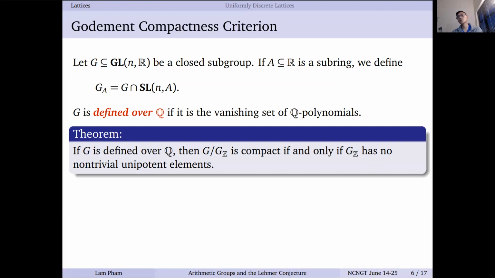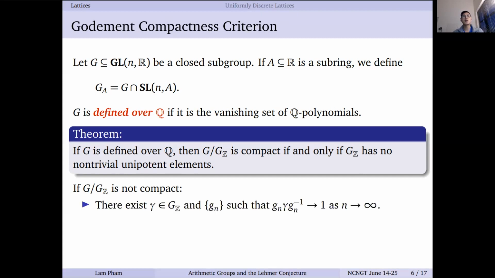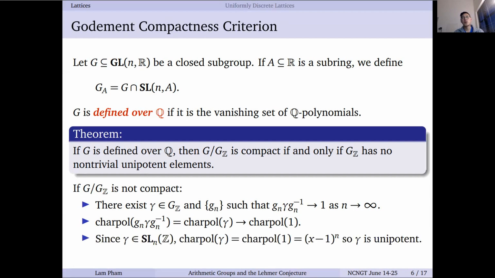Now, this suggests that the quotient G mod G_Z is going to be our prototype for the homogeneous space G mod gamma, where gamma is a lattice. Just to illustrate this, if G mod G_Z were not compact, what can we do? Then in a non-compact quotient, there would exist an element in G_Z and a sequence of elements such that conjugation would converge to the identity. But looking at the characteristic polynomials, we would also have that they converge to the characteristic polynomial of the identity. Since the characteristic polynomial is invariant under conjugation, and gamma is in this case in SL_n(Z) with integral entries, it must be exactly the same as the characteristic polynomial of the identity, which implies that it is indeed unipotent.